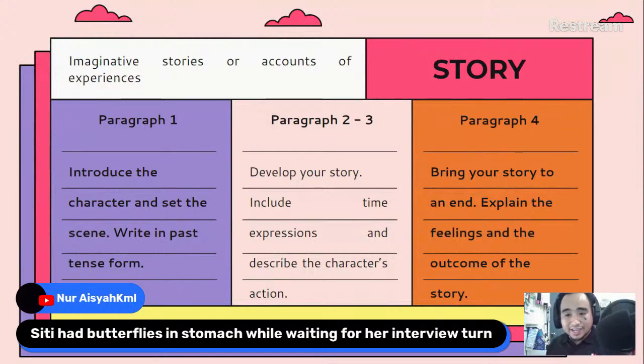Drops, tiny droplets running through his face. He is sweating in the air-conditioned room. We describe the nervousness. Kita tak cerita dia nervous, but we describe the nervousness. Contohnya, I say again, she had butterflies in the stomach while waiting for interview turn. Good, but we describe how nervous she is.